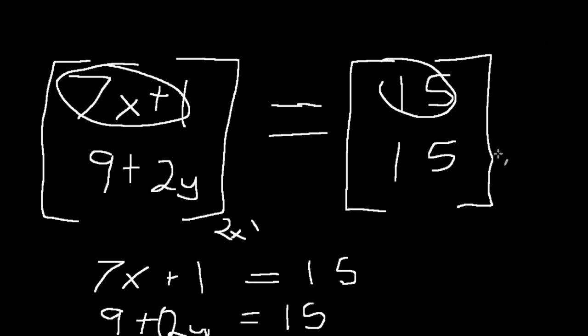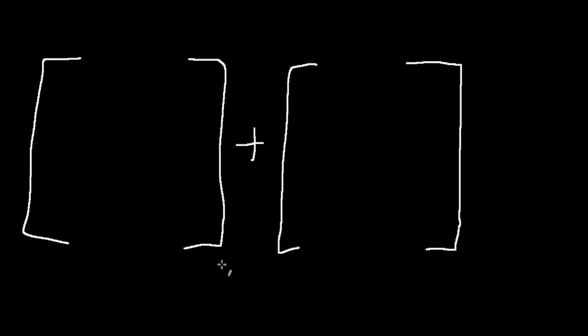So that's how equality works. It's just element by element. And now let's talk about addition and subtraction. To add or subtract matrices, they need to be the exact same size. Let's say these are each 2 by 2. I'll just put 2 by 2 down here.